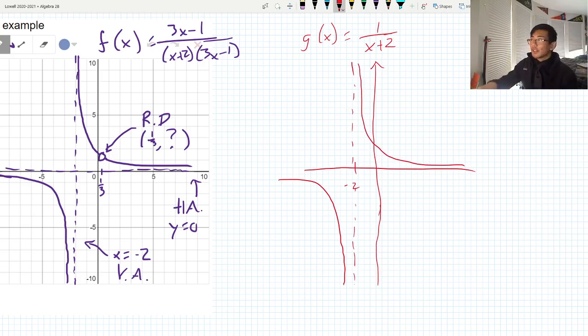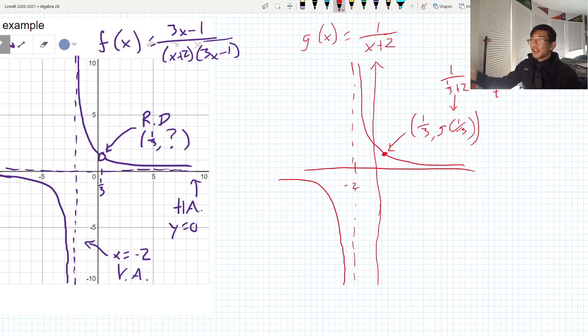The only difference is that in f, you cannot plug in x equals 1/3, because it's not in the domain, because you'll divide by 0. Now, here's the question: where is that corresponding point on the red graph, g? That's not so hard to find. I know that the x value is 1/3, and the output, the y value, is going to be g of 1/3. If I check that, g of 1/3 is going to be 1 over 1/3 plus 2. If I work this out, I should end up with 3 over 7.